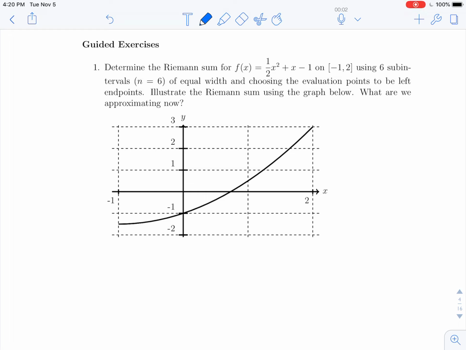Guided exercise number 1 says determine the Riemann sum for f of x equals 1/2 x squared plus x minus 1 on the closed interval -1 to 2 using 6 subintervals of equal width and choosing the evaluation points to be left endpoints. Illustrate the Riemann sum using the graph below. What are we approximating now?